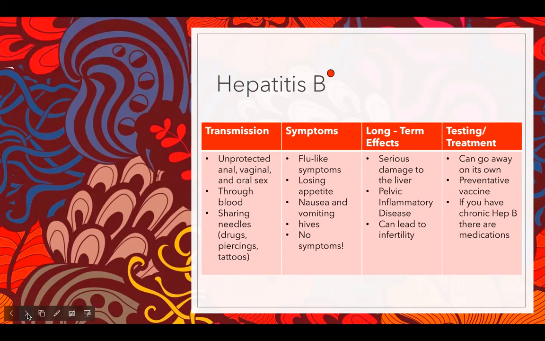Usually, hepatitis B can go away on its own. Luckily, there's a preventative vaccine for it. Most of you got it when you were very, very young. And if you have chronic Hep B, there are medications, so you can get medications to help with your liver. Most of the time, hepatitis B will take care of itself and go away.